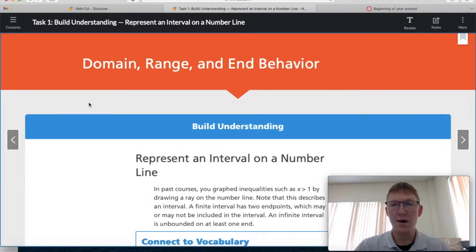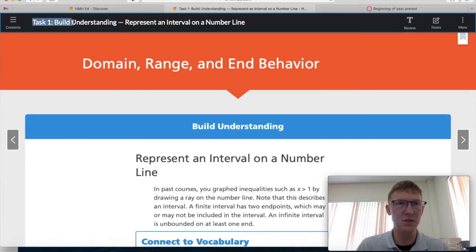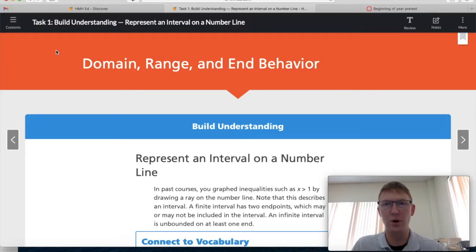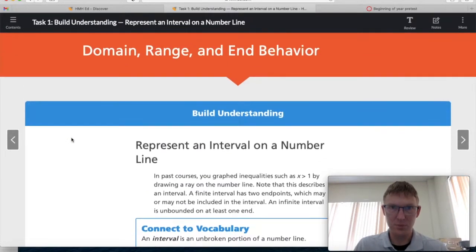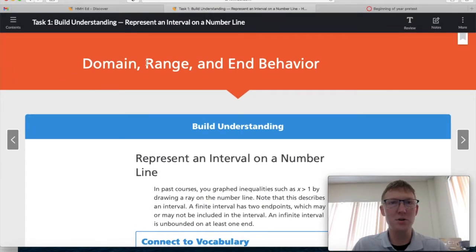So here we are. Each lesson is divided up into tasks, and you'll hear me refer to task 1, task 2, things like that. There's typically about 4 or 5 tasks per lesson. To get us started, we're talking about domain, range, and end behavior. I mentioned earlier that you're going to see these words over and over again as we go through Algebra 2, as we are introduced or reintroduced to different types of functions. It will always be important.